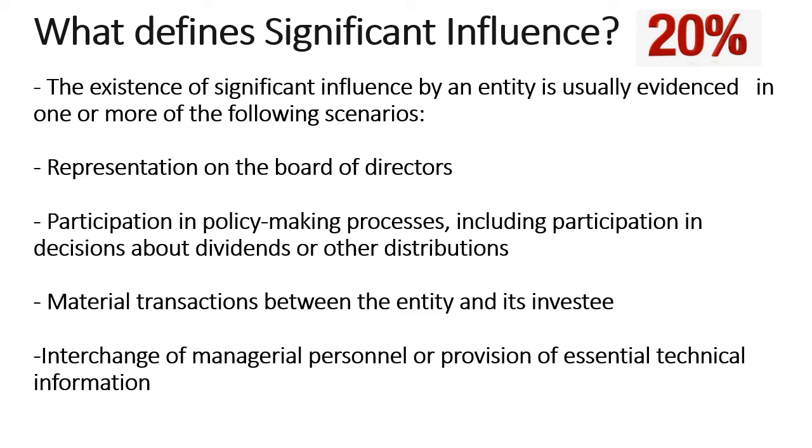Well, this will encompass the decision regarding dividends when they are declared or how much is distributed, and also if there is material transactions between the investing entity and its investee. The fourth one is interchange of managerial personnel or provision of essential technical information. So that will also be an indicator that there is significant influence, meaning that there is indications that an associate relationship is present.